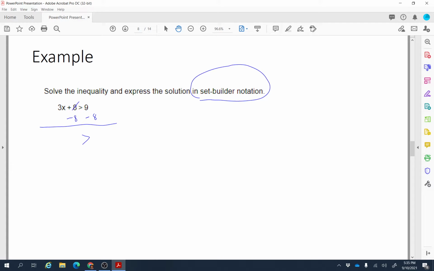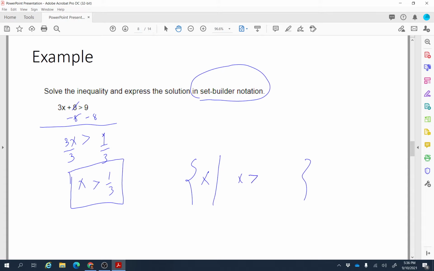Subtract 8, that means this 8 and this 8 cancel out. On the left side there is 3x, on the right side 9 minus 8 is 1. You divide both sides by 3 and x would be greater than 1/3. So this is the solution. Now we need to write down this solution in set builder notation. So you have to use these braces. Solution is all x such that x is greater than 1/3. That's the set builder notation.